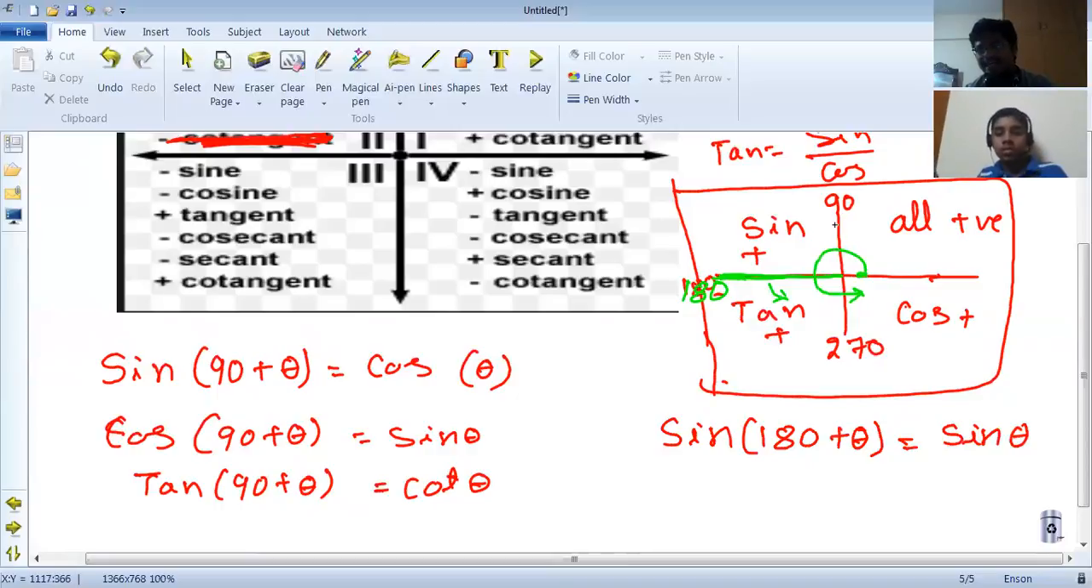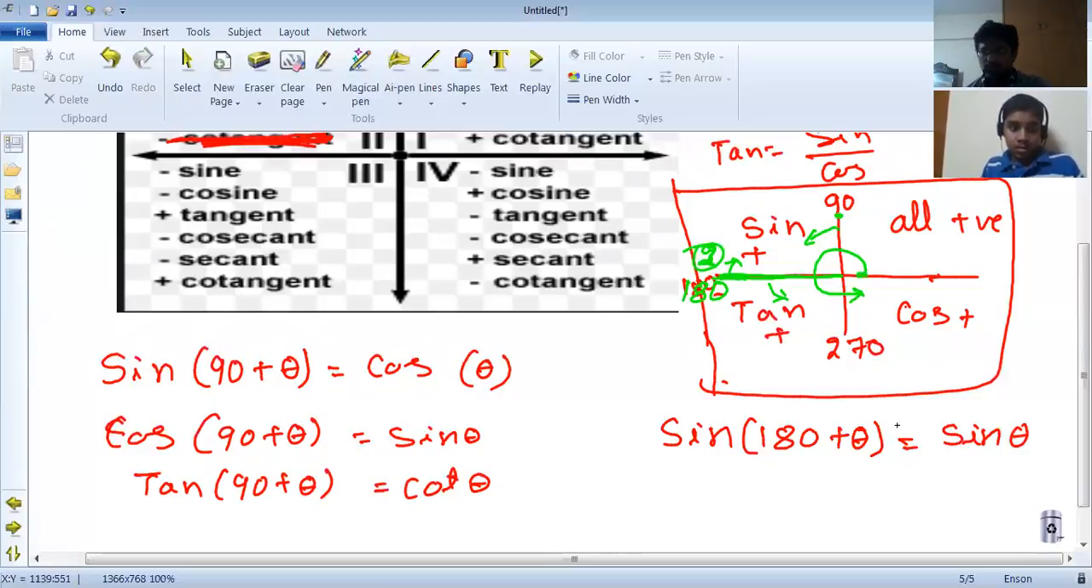If you have 90 plus something, you will get into this quadrant. For example, 180 minus theta will again give you the second quadrant. Understood? 180 plus something will be in the third quadrant, more than 180 and less than 270. 180 minus something will be between 90 and 180, so it will be in the second quadrant.